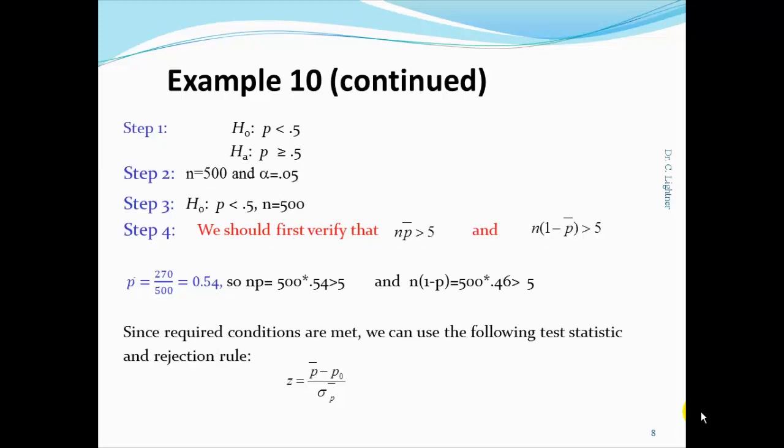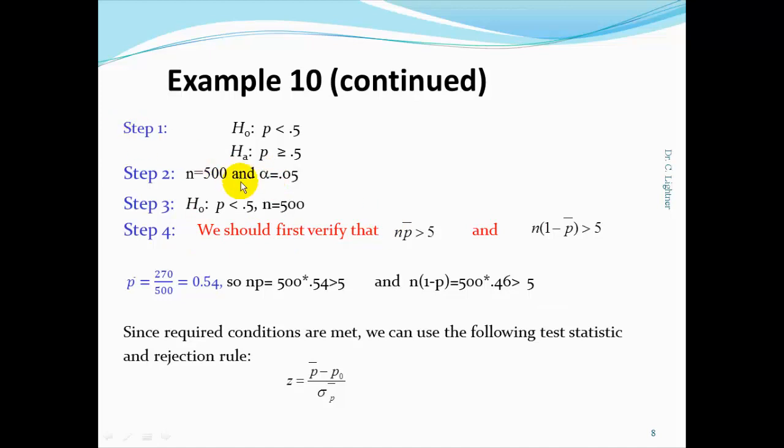In step 1, we should state our hypotheses. Since we are trying to prove that more than 50% of residents favor eliminating this policy, we should state the claim that we are trying to prove as our alternative hypothesis. Therefore, our alternative hypothesis is P is greater than 50%, or 0.5. Our null hypothesis is P is less than or equal to 50%, or 0.5.